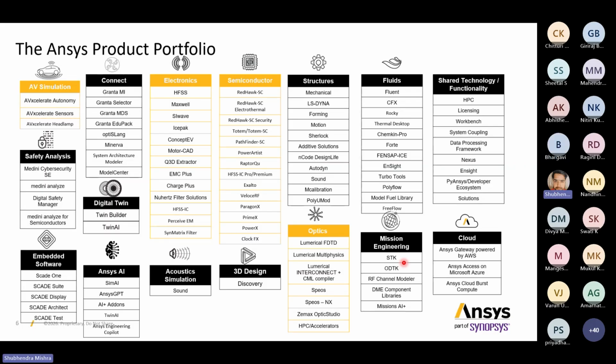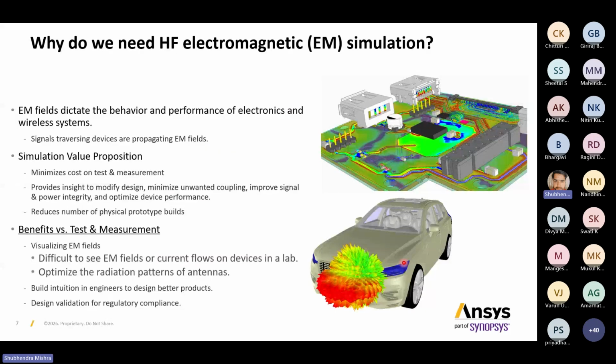So this was a basic brief intro about all the Ansys products which I was talking about. A basic question arises: why do we need electromagnetic simulations? When I'm doing physical testing, I want to plot the current and the voltage. That is too hard to do.